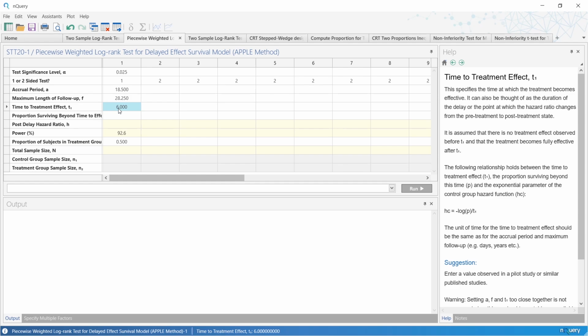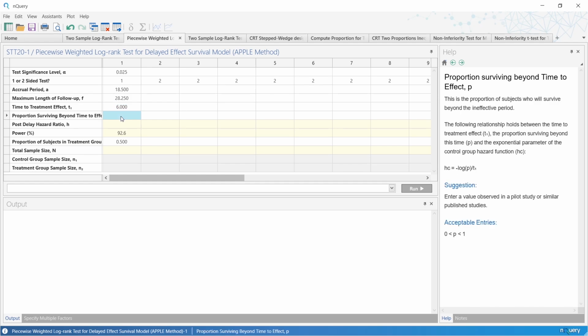We'd assume that is going to be roughly what will be in our control group. That's the assumption we're making here. And then we need to calculate the proportion surviving beyond time to effect P, which is basically just how many people will still be alive, just for simplification's sake, assuming everyone had started from the very beginning. How many people would be alive or not had the event by the time we got to 6 months.